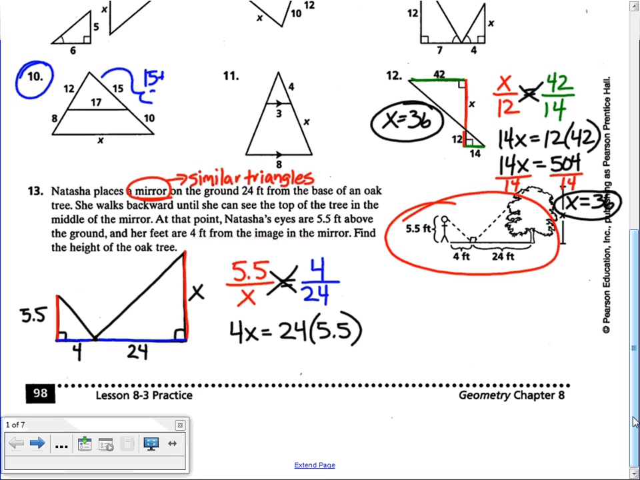24 times 5.5 is 132. If I divide both sides by 4, I will find that x is equal to 33. Putting our units, the tree must be 33 feet high.